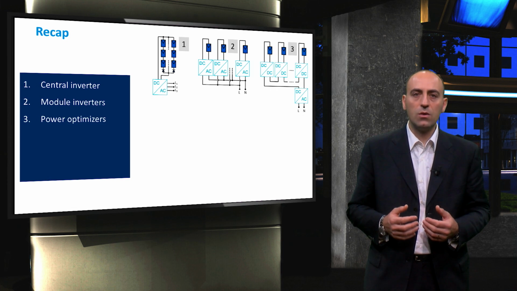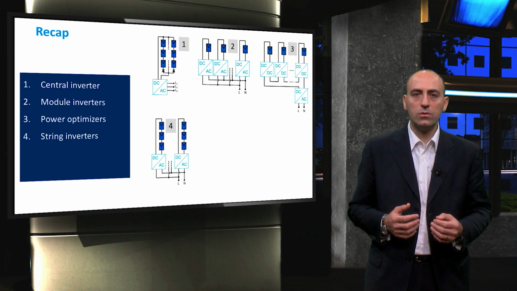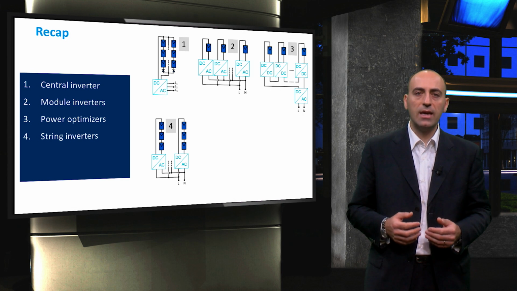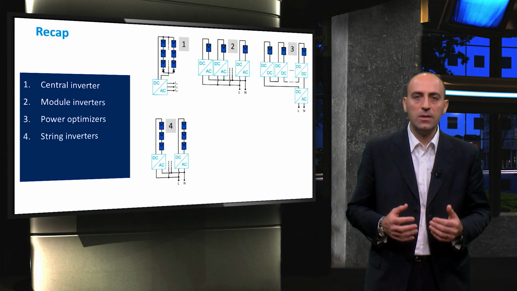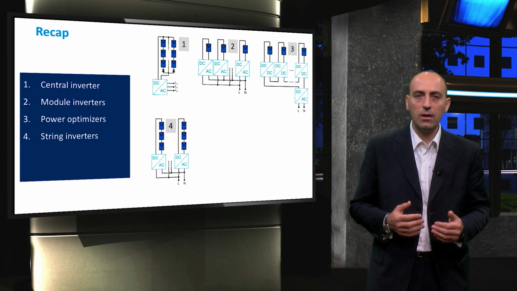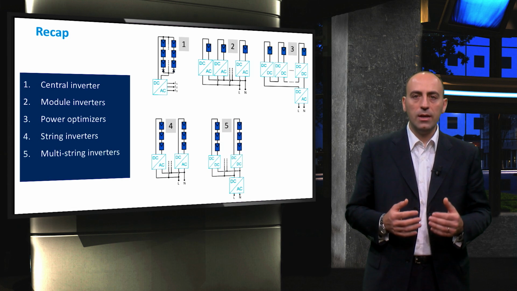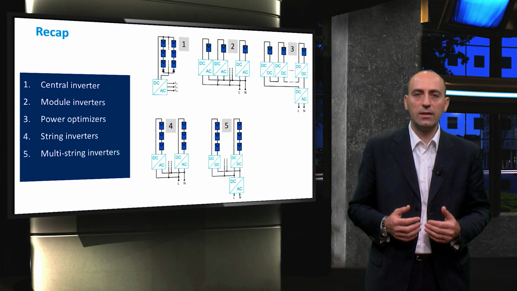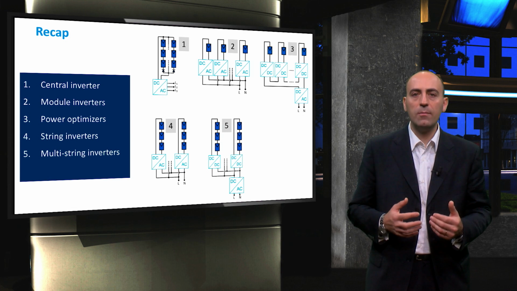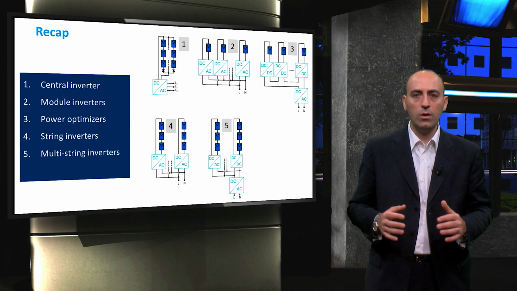Similar considerations hold for the topology based on power optimizers. Next, we had a look at a system concept which utilizes string inverters. In this case, each string of panels in series is connected to one single inverter, and then several inverters are connected in parallel between them. The fifth architecture is the multi-string inverter one. In this case, each string of PV panels is connected to a DC-DC converter that adapts the voltage level to meet the requirements of a single central inverter. Here, the DC to DC converters are all in parallel.